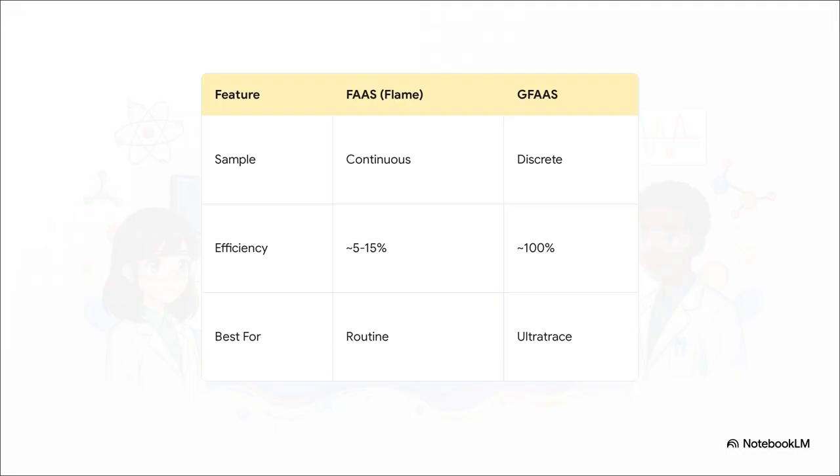When you compare the two side by side, it really all comes down to atomization efficiency. With the continuous flame, you're only getting about 5 to 15% of your sample into the flame. But the graphite furnace traps the entire sample in the optical path, achieving near 100% efficiency. This is what unlocks ultra-low trace analysis, dropping our detection limits from parts per million all the way down to parts per billion or even parts per trillion.